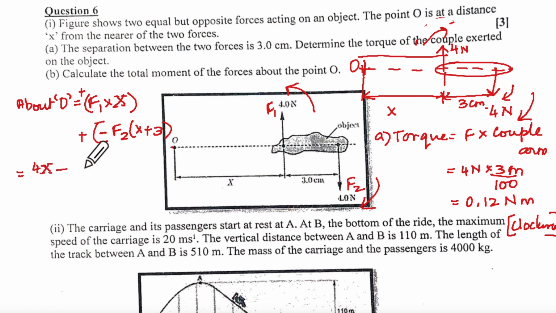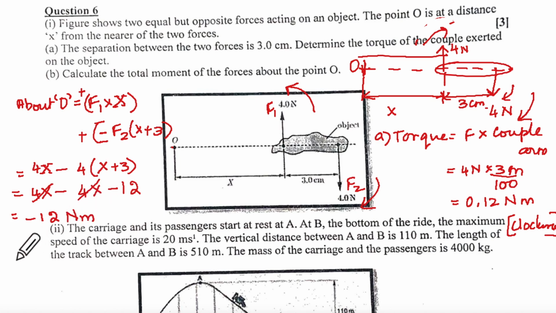Minus 4 into bracket x plus 3. So that will be 4x minus 12. So minus 12 Newton meter. So that will again be what? 12 Newton meter. Excuse me, ma'am, we didn't convert. Won't it be 0.12 Newton meter? Yes, ma'am. We didn't convert it from centimeters to meters.